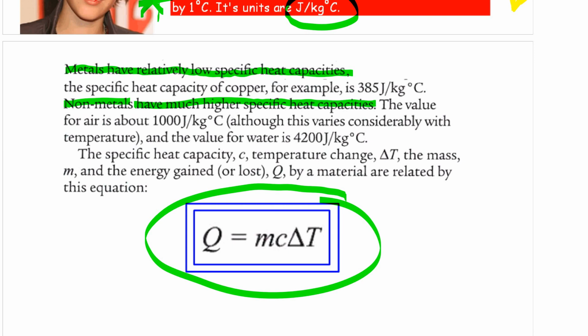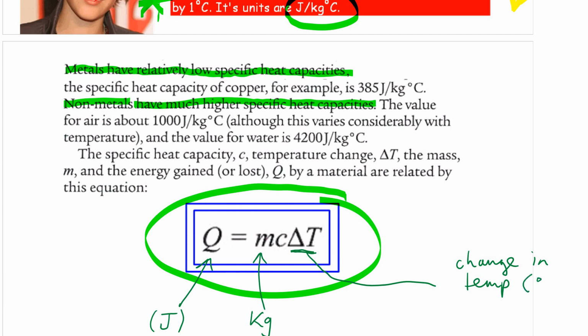Now, what do these symbols mean? Q is the amount of energy gained or lost. That's going to be in joules. M is the mass. That's going to be in kilograms. This triangle T, delta T, stands for the change in temperature. And that will be in degrees C. And then C itself, that is your specific heat capacity, and you should know that the units are joules per kilogram degrees C.